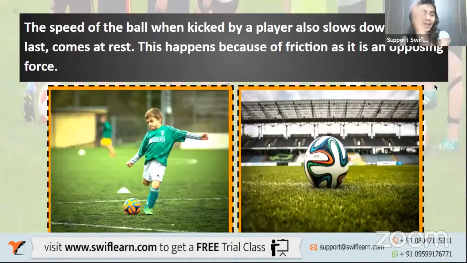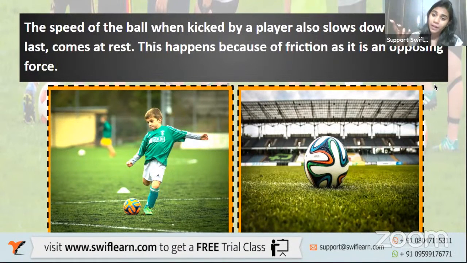Okay, moving ahead. Now, the speed of the ball reduces. This is the example that I gave you earlier. When you kick a ball, it starts rolling. After some time, the speed of the ball starts reducing, right? And after a while, gradually, what happens? The ball stops rolling, right? How is it coming to rest?